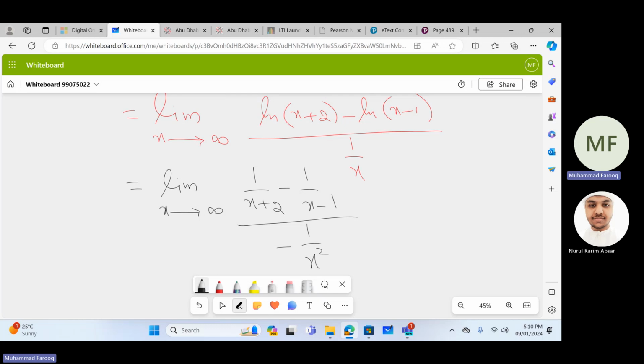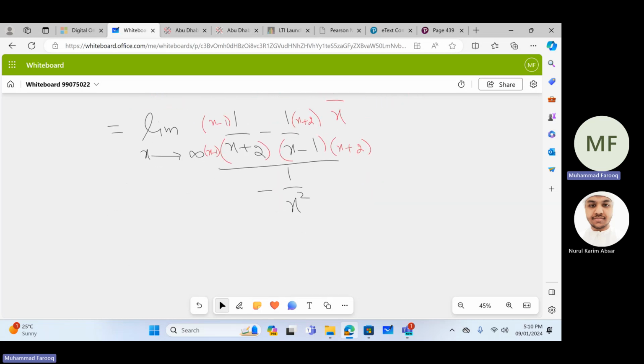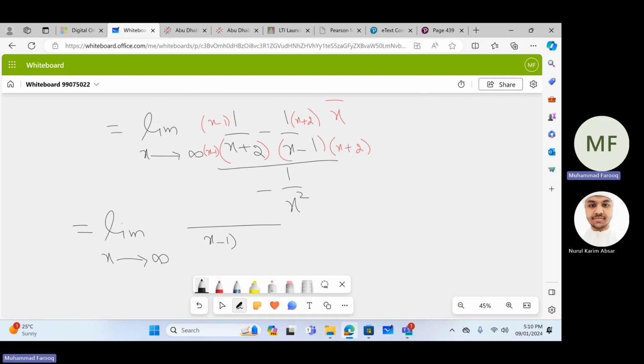Very good. I need simplification first. What can we do for simplification? Common denominator. Very nice. So this part should be multiplied by x minus 1, also up, also down. Understand? And this part should be multiplied by x plus 2, and also here x plus 2. Now I have the common denominator: x plus 2 times x minus 1. And in the numerator, I have x minus 1 minus x minus 2, because outside is minus.